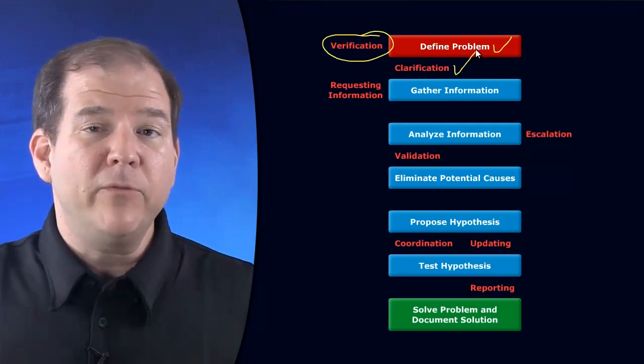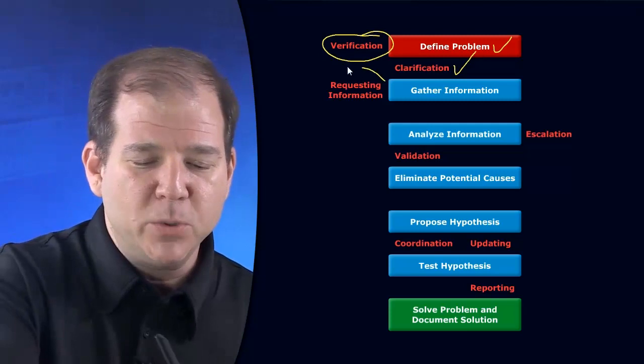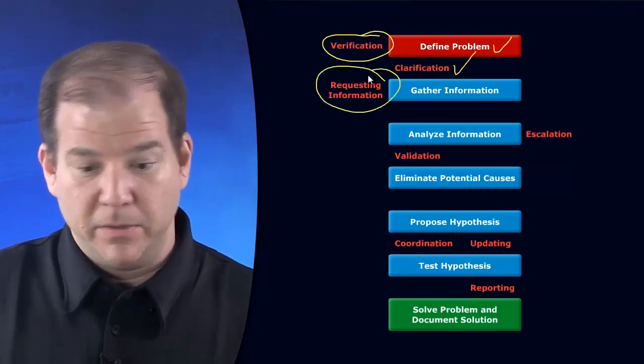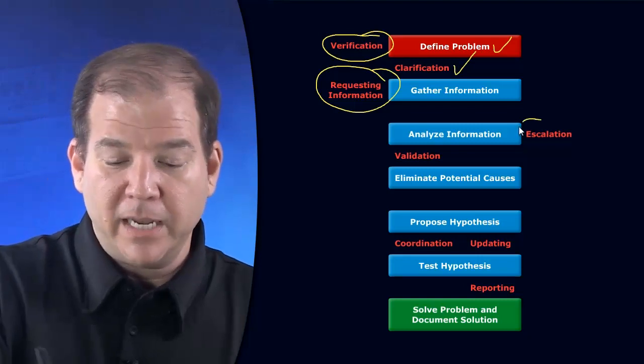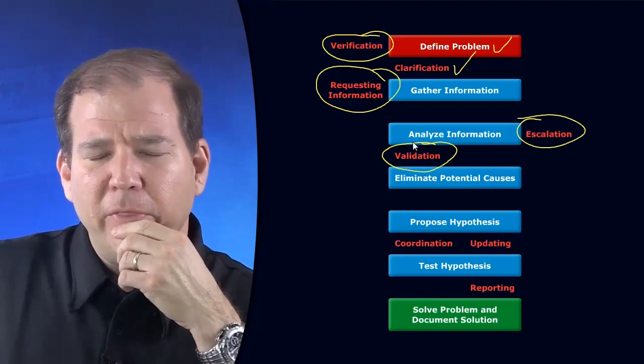And as we start to gather information, remember, we might not have access to every device in the network. We might need to request information. We might need to escalate the problem to somebody that does have access to this particular switch. Here's escalation. Or we might need to talk with others. We might need to validate our theory.